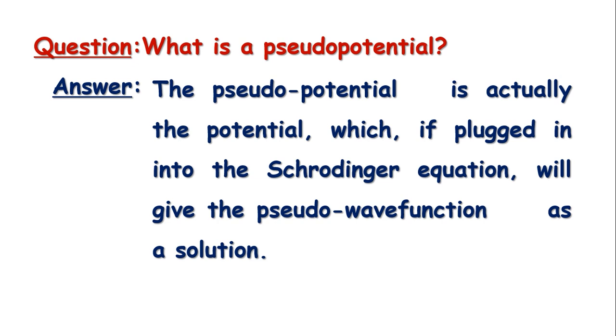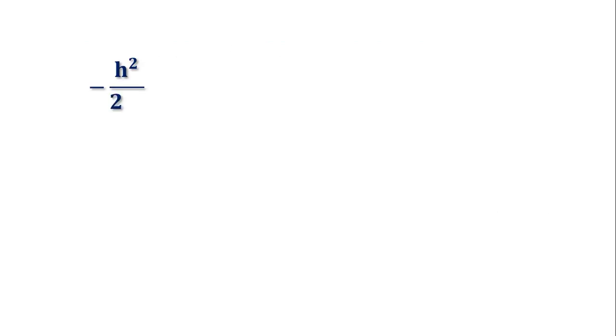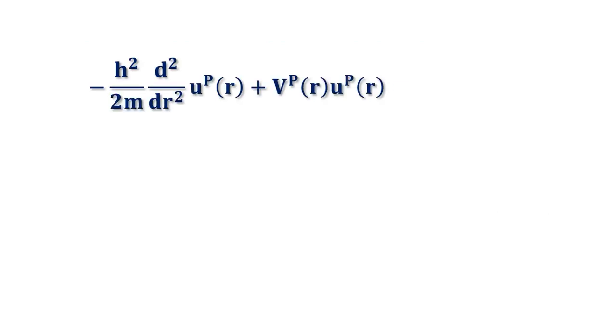Mathematically, if we call the pseudo wave function UP and the pseudopotential PP, then the Schrodinger equation will be: minus h squared by 2m d squared/dr squared UP(r) plus PP(r) UP(r) equals EP times UP(r).